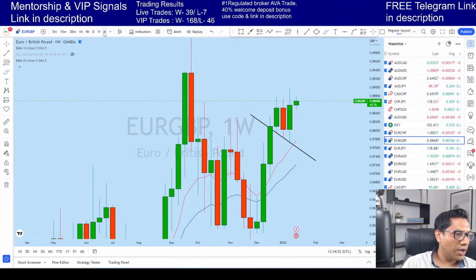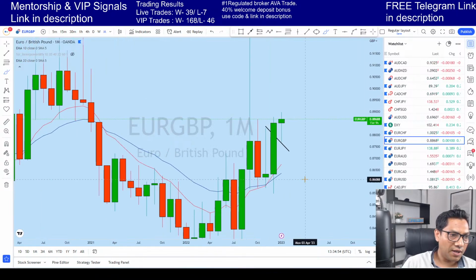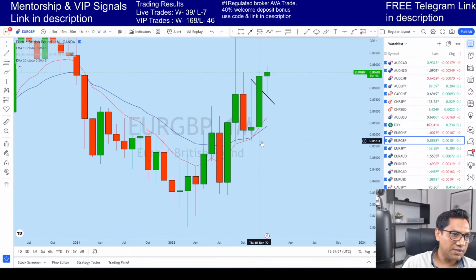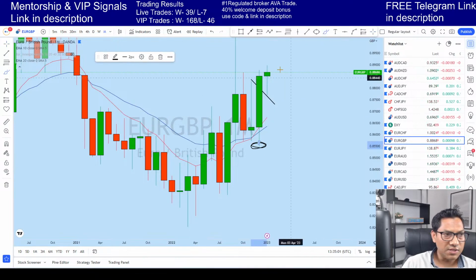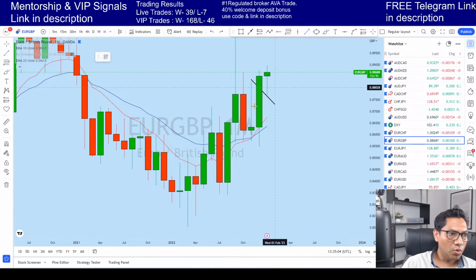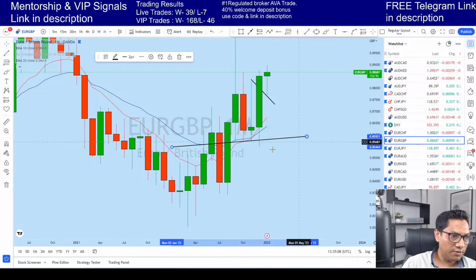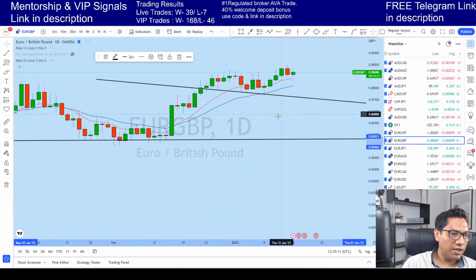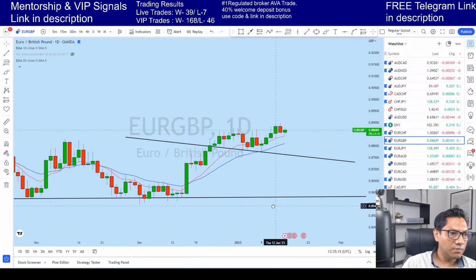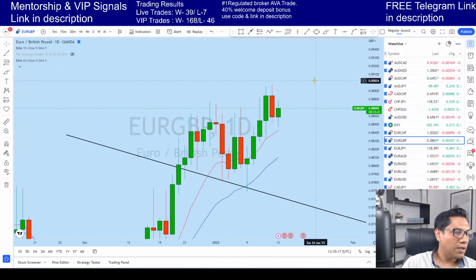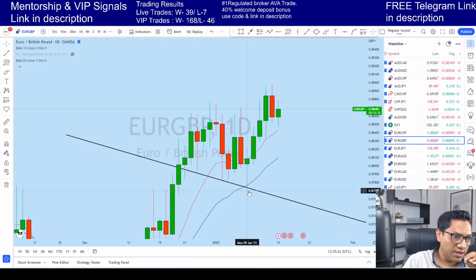Looking at the monthly now, we see the same thing. The price has grabbed a good amount of liquidity from this monthly support on Euro GBP, where we see that the support has broken to the downside and then price has gone up. So monthly and weekly are highly bullish.